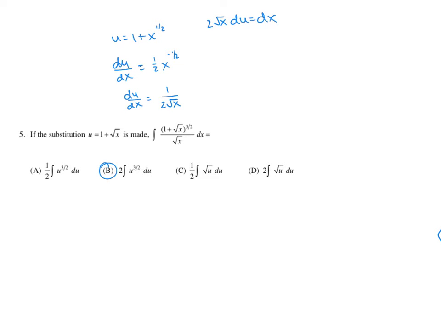So when we go to substitute in, I'm going to have the integral of 1 plus root x to the 3/2, which now becomes u to the 3/2 over root x times 2 root x du. And we simplify. So I have 2u to the 3/2 du. And B is our answer. All they did was they moved the 2 out in front, which is totally fine.